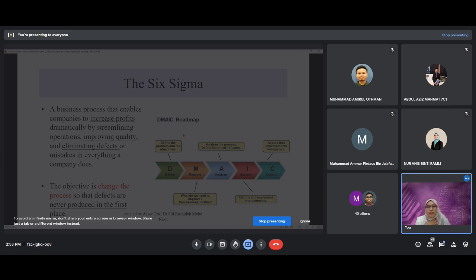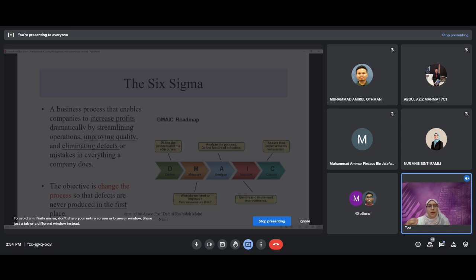Okay, Six Sigma enables the company to increase profit, improve quality, and eliminate defects or mistakes in everything a company does. The objective of Six Sigma is to change the production process so that defects are never produced in the first place. So it really focuses on how to eliminate defects. The model of Six Sigma is define, measure, analyze, improve, and control.